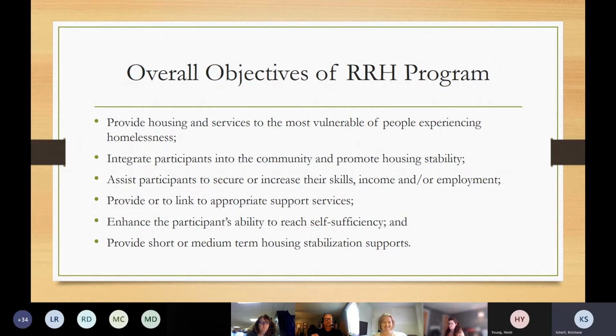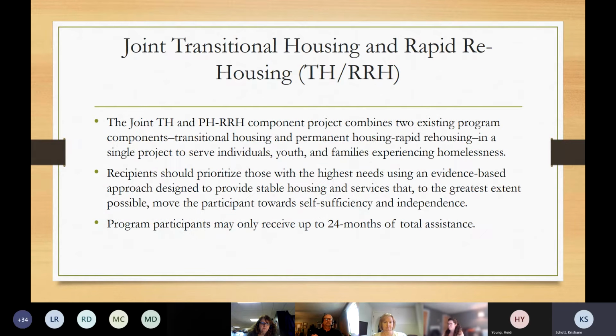Rapid rehousing, let's go back to that. It helps provide housing to those most vulnerable. It integrates participants into the community and promotes housing stability. Again, the same with PSH. It helps participants connect to income and employment resources and mainstream resources. It provides supportive services in order to maintain that housing option.